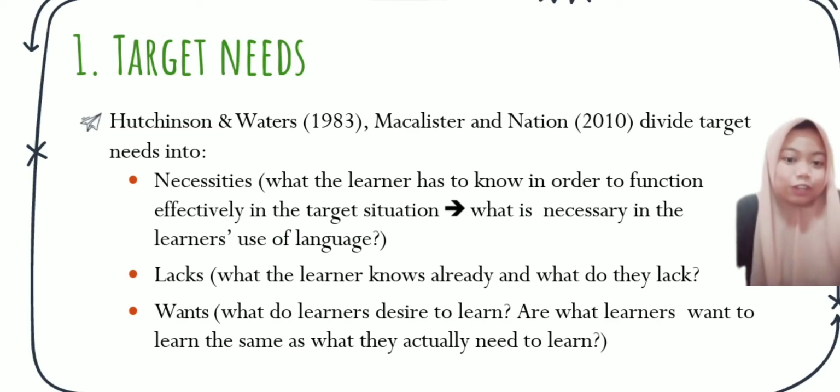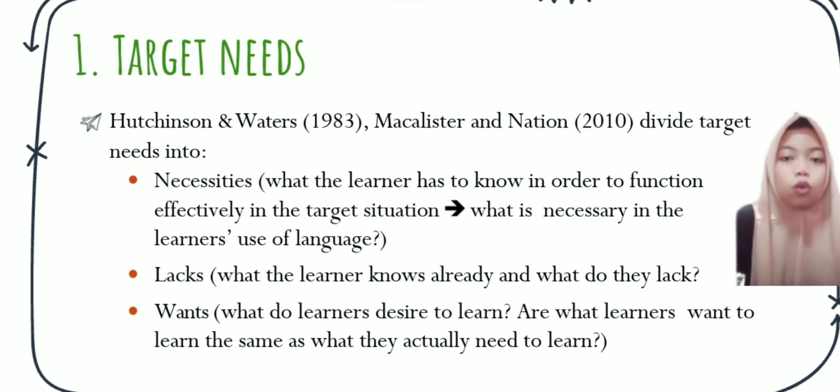Hello friends, I will continue the presentation. The next part of this presentation is to tell about the various focuses of needs analysis. The aim of this chapter is to look at the range of information that can be gathered in needs analysis. Just like Hutchinson and Waters said, and McAllister and Nation divide target needs into, there are 3 targets of this needs analysis. The first is necessities.